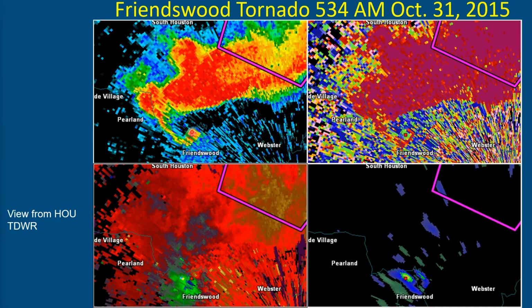With the tornado on the ground at this time in Friendswood, Texas, it has the higher reflectivity, it has a tight circulation, and a low correlation coefficient. So all those features are there. So there's your tornado debris signature, 5:30 in the morning, October 2015.